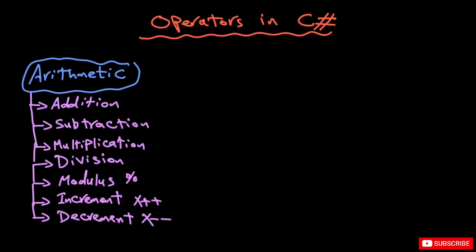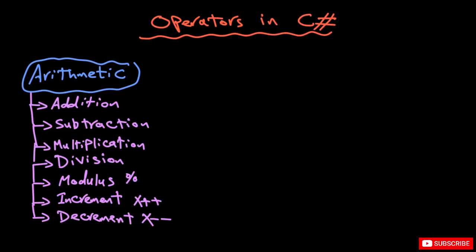Another arithmetic operator in the C# programming language is the increment operator. This increment operator will increase the value of a variable by 1. x++ is exactly like x + 1. And the same thing for the decrement operator, by using x--. This is exactly like x - 1.